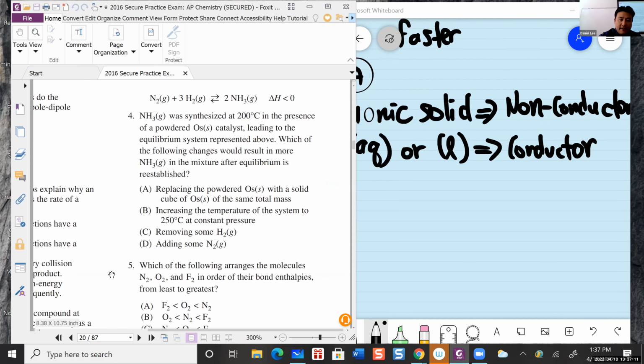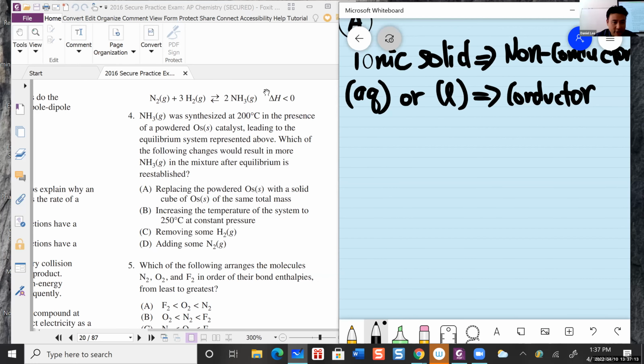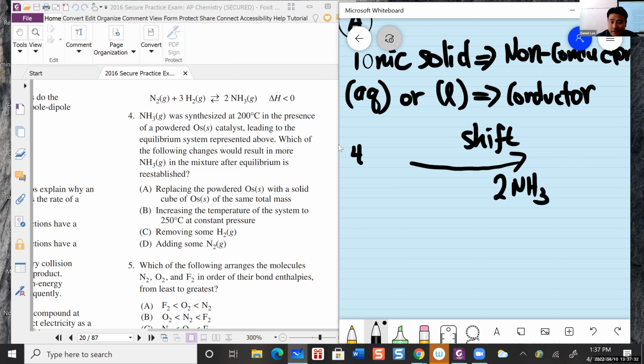Number four is the Haber process. You've seen this equation. Delta H is negative, which means exothermic. So this is Le Chatelier. The question is, which of the following changes results in more NH3? That means you want to shift the equilibrium to the right. That is how you get NH3. So you have to go through all the choices. They're all gases, and delta H is negative.